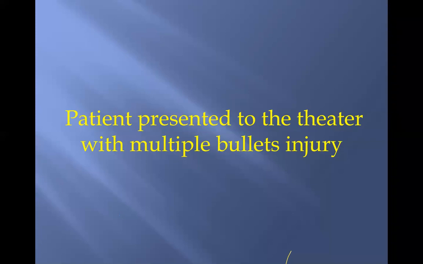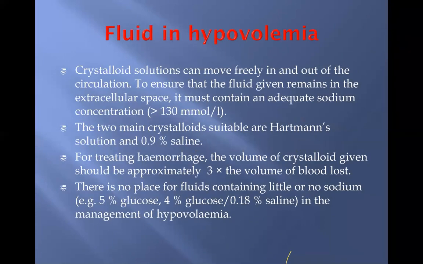Now, if a patient presents to the theater with multiple bullet injuries, that is to say hypovolemic shock. In this case, for fluid in hypovolemia, we can use crystalloid solution, which can move freely in and out of the circulation. To ensure that the fluid given remains in the extracellular space, it must contain an adequate sodium concentration, more than 103 millimole per liter, which is available in normal saline or Ringer lactate.